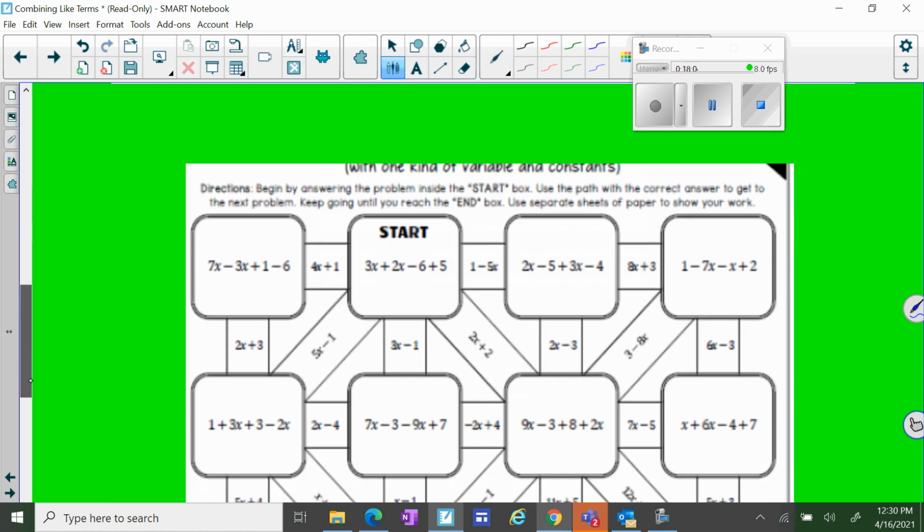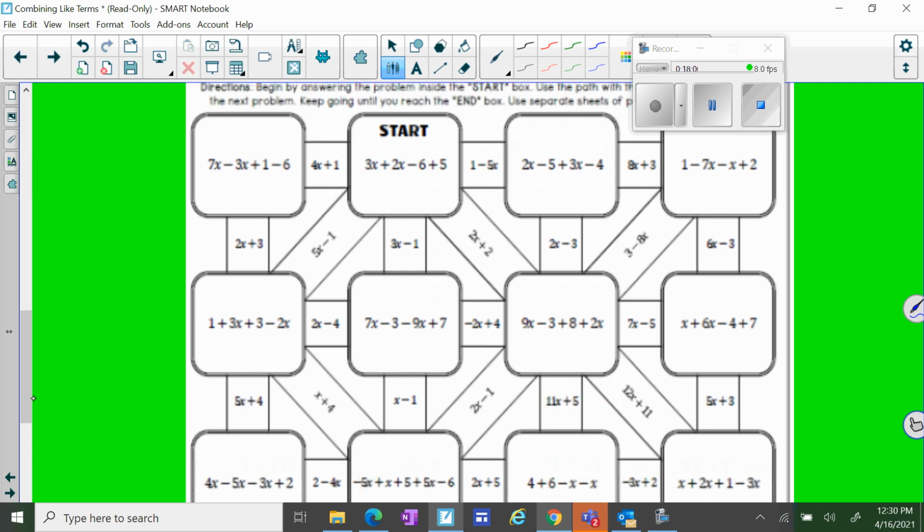The back side on the maze, it's just like all the other mazes we've done. Again, your work is basically just showing us what you're combining. In this case, I've got 7x minus 3x is 4x plus 1 minus 6. Should be a minus 5. That's interesting. Oh, because that's not the start. Pay attention to where the start is. There's a hint. I was wondering why that worked out.